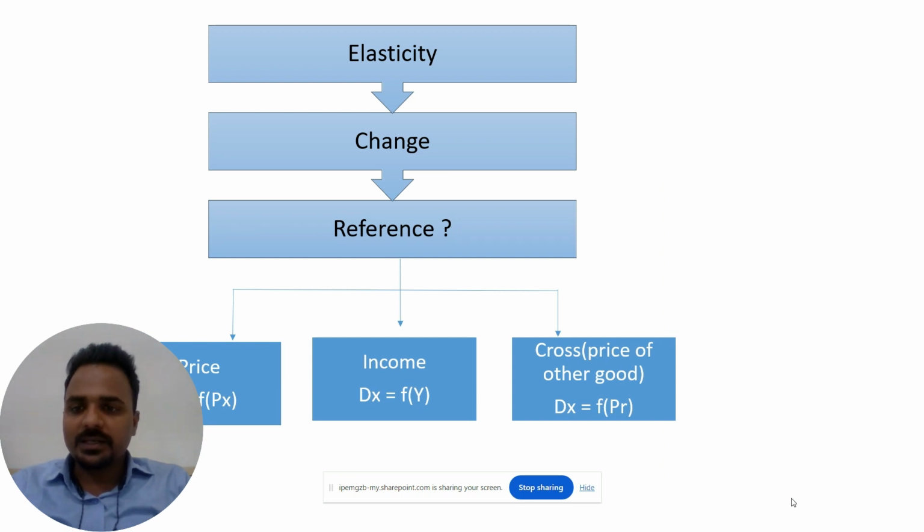One is price elasticity of demand, second is income elasticity of demand, and third is cross elasticity of demand. In last class, we already discussed price elasticity. So in today's class, we are going to discuss income elasticity and cross elasticity. So let's start with the income elasticity.